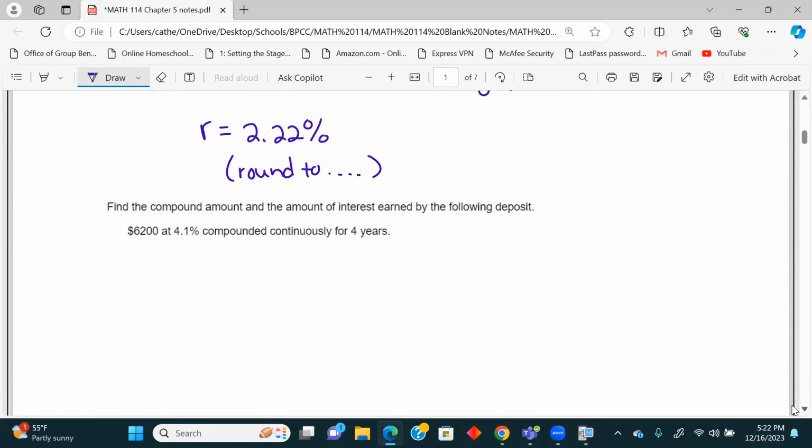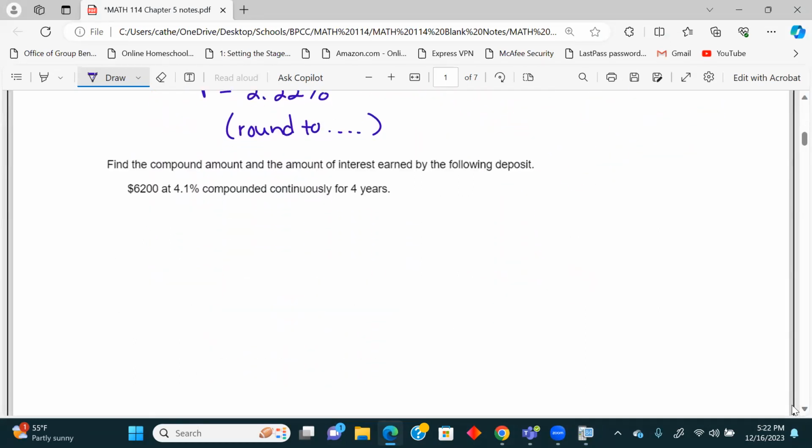This one just wanted the rate. All right, so this wants the amount of interest and the compound amount. So that's similar to the one I just backtracked on. Earned by the following deposit. So we're putting this much money in, so that's our present value. I need to make it negative.